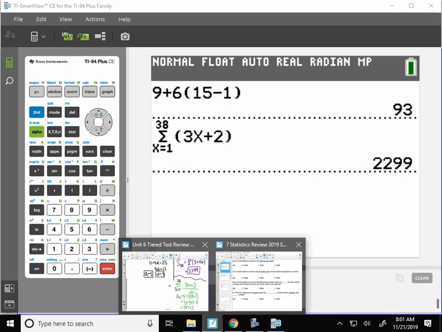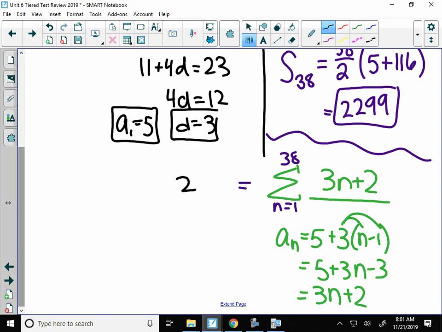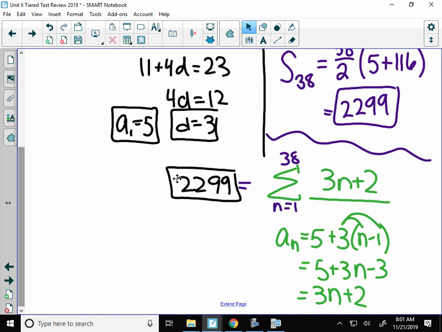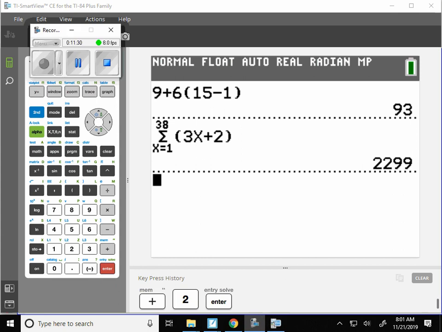So you can see it does not matter what method you use, you will get the same answer. So use what you're comfortable with and use what makes you happy. All right, if you have other questions, ask your teacher for some help.